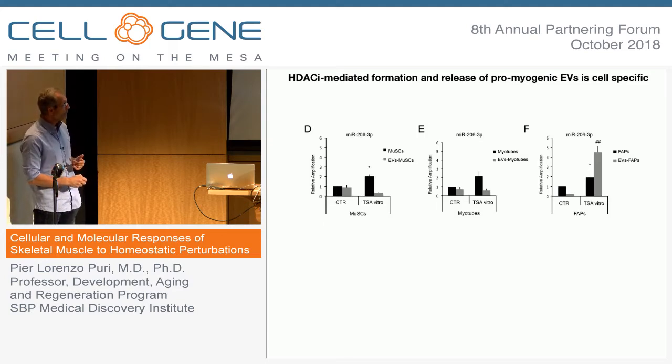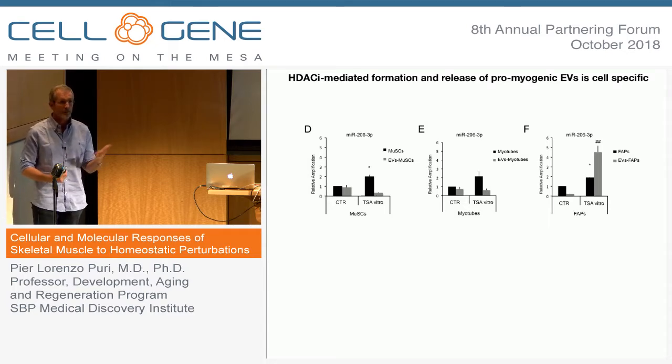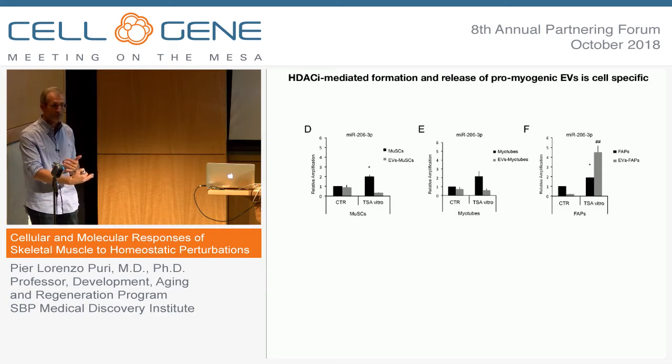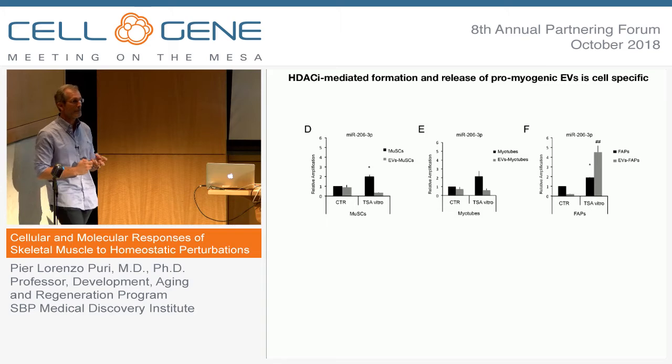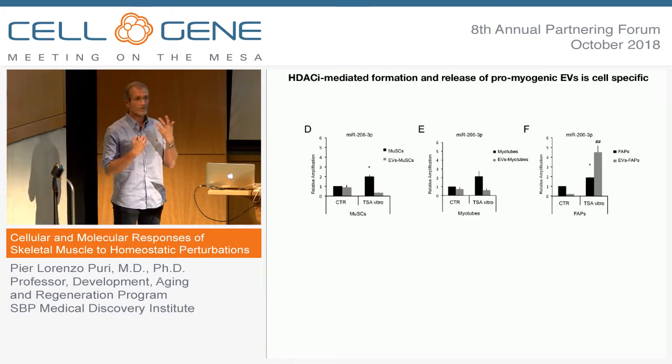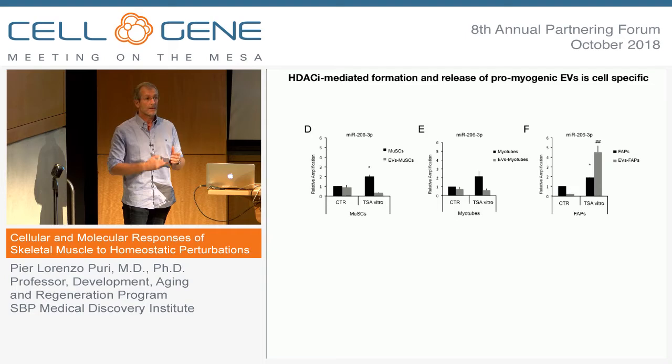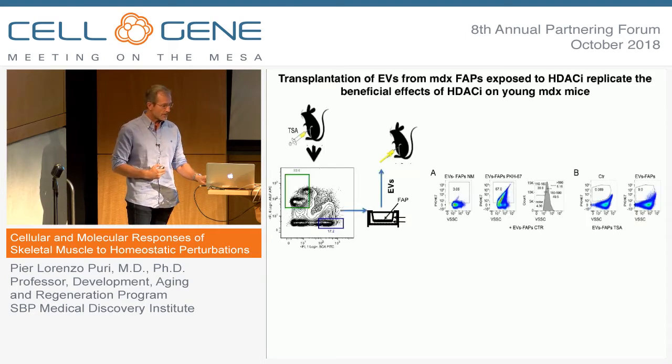And that happens only in fibroadipogenic progenitors, despite the fact that HDAC inhibitors could promote the transcription. You have to go here, the black box, can promote the transcription of 206 invariably in all the cell types. So it's not a matter of transcription activation, but rather the packaging of extracellular vesicles, where HDAC inhibitors somehow stick into it more and more microRNA. So the last experiment was to test this system in vivo.